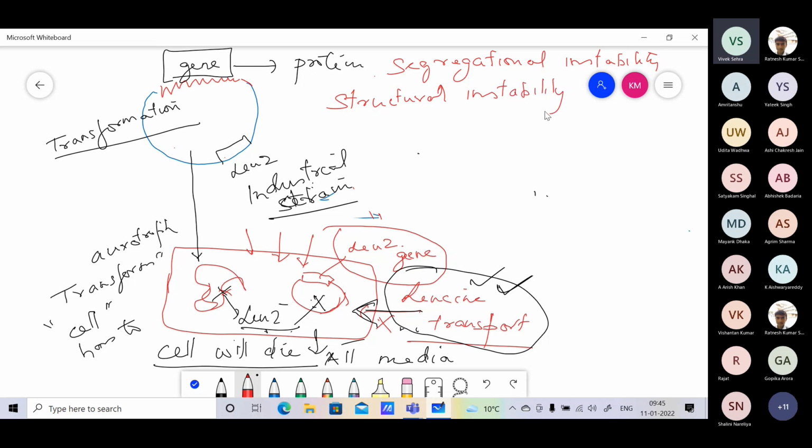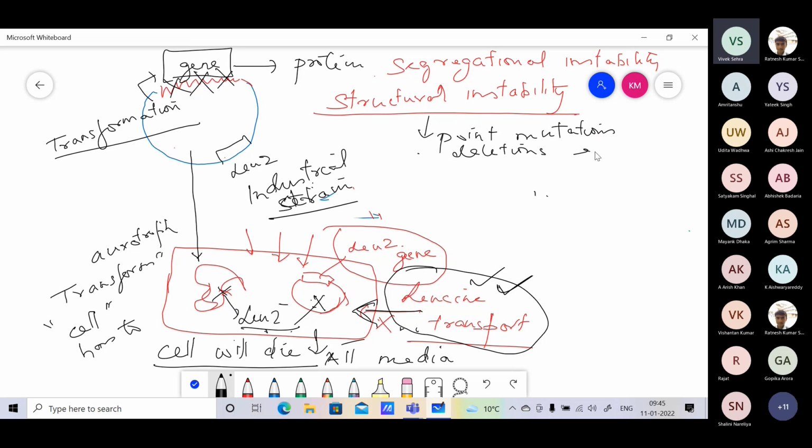Structural instability is more insidious. Structural instability is when the plasmid is not lost, but somewhere here in the gene of interest, as far as you are concerned, there is some mutation or a mutation in the promoter. So, point mutations, rearrangements, deletions, okay, point mutations, deletions, rearrangements, etc., which prevent gene synthesis from taking place.